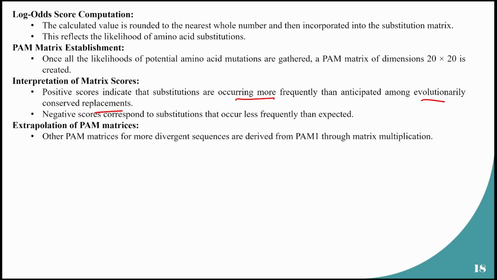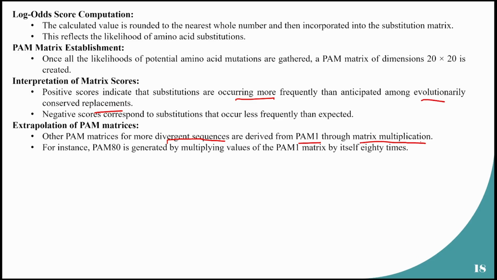And as I talked about earlier, you have to extrapolate the other matrices from the PAM1 values. As you go from the low to very high order of the PAM matrix, you will get to compare more divergent sequences. From the PAM1 matrix, you do matrix multiplication to derive those scores. So for example, if you want to calculate the scores for a PAM80, you just multiply the PAM1 matrix by itself 80 times in total. That will give you the PAM80 values.